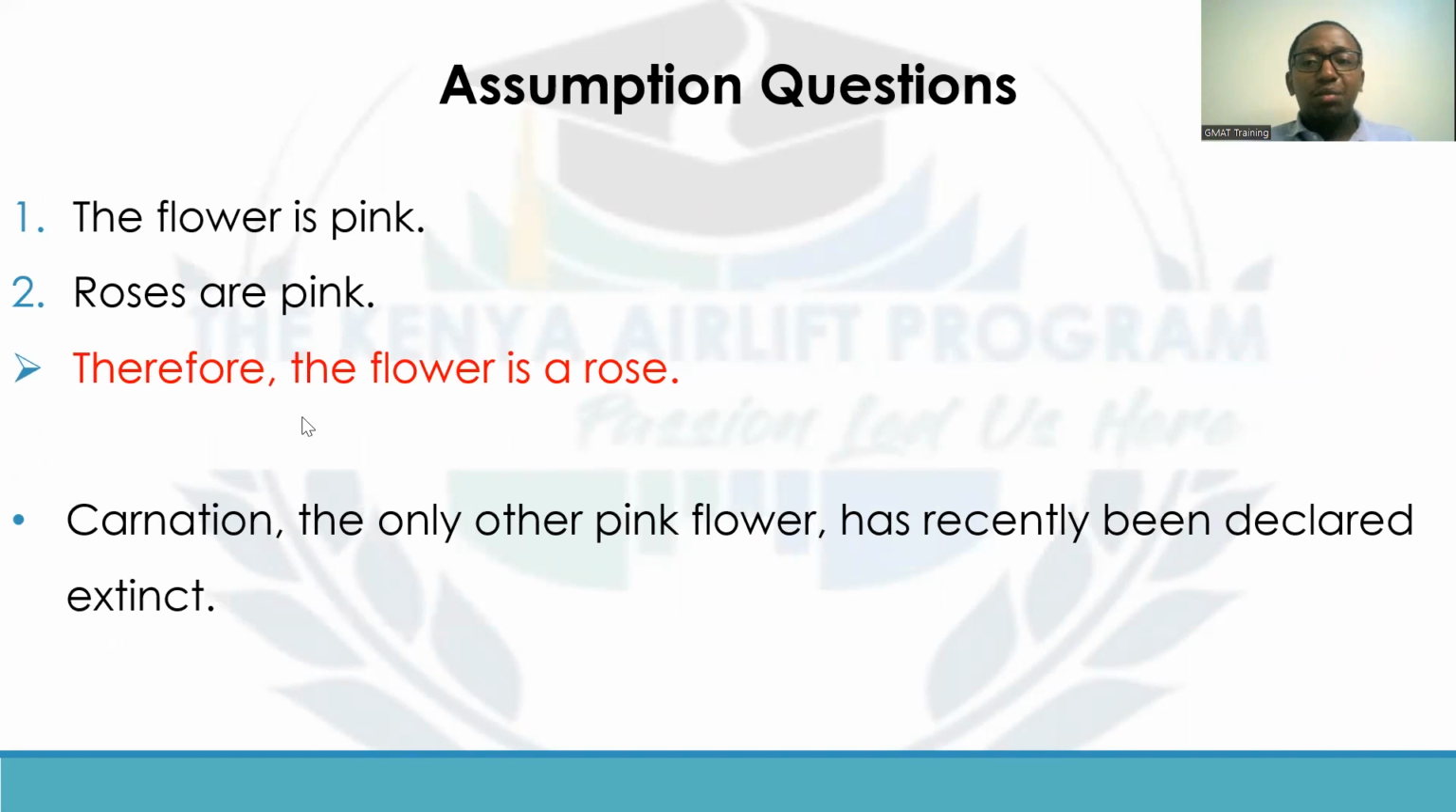So here is an example of a very simple assumption. You have one statement that the flower is pink. The second statement is that roses are pink. So say you have an anonymous flower, it's pink, and then you know that roses are pink. Then you have here your conclusion that the flower is a rose.